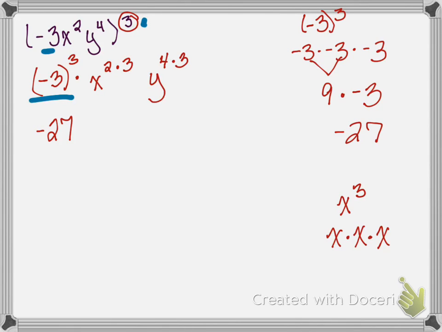Good. Okay, now I've got x squared times 3, because a power to a power we multiply. So it's x to the 6th, and then I have y to the 12th. Okay? We good?